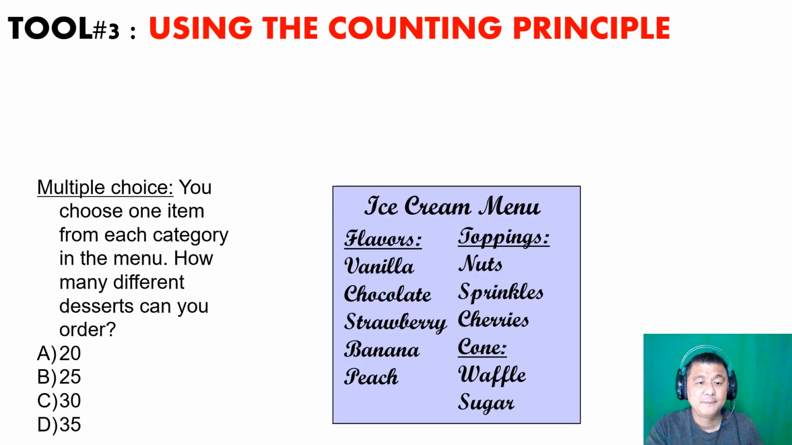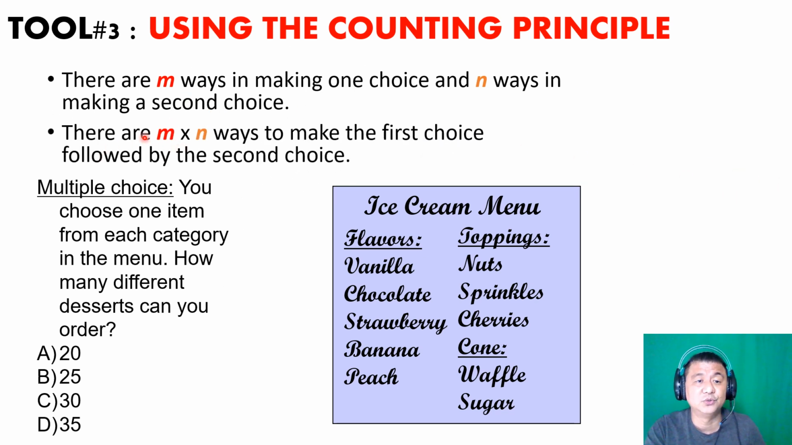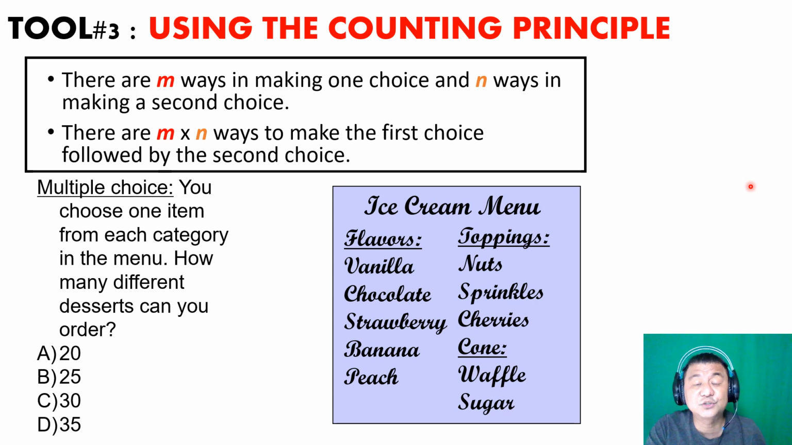Okay? The third tool is using the counting principle. Don't be scared. This will make your life easier. There are m ways in making one choice and n ways in making a second choice. Okay? So 2 events. What will you do? There are m times n ways to make the first choice followed by the second choice. In short, it's telling you, just multiply them. Say it again. Just multiply them.